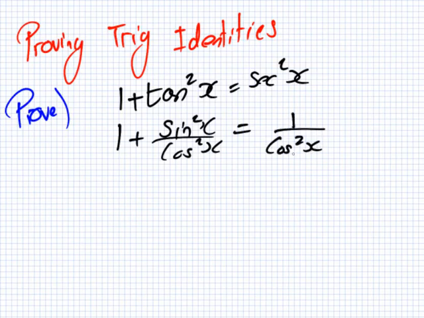So what do I do next, do you think? Multiply by cos squared, and I get cos squared plus sine squared equals 1. Is this true? Sure. So this ends the proof. Oh, that was easy. Well, it was the first one.